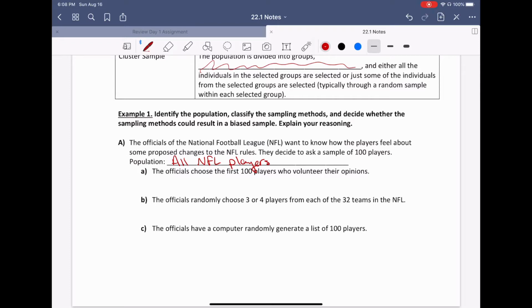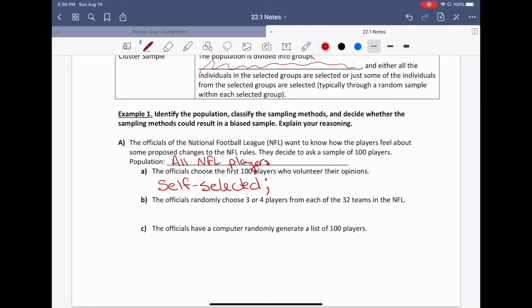Now, for A, the officials choose the first 100 players who volunteer their opinions. Again, look for those keywords, in this case, volunteer. So we know that because of this, this would be a self-selected sample. Okay, now think about this. Is there a bias to this or not?